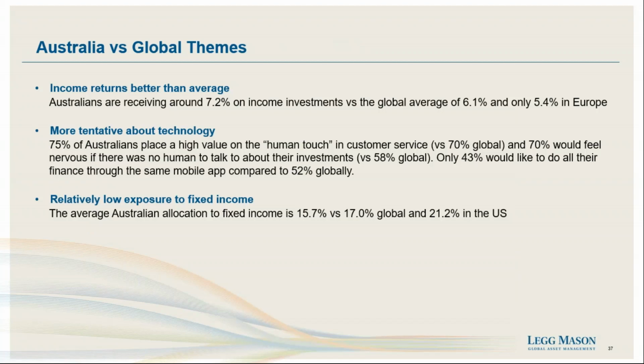Just a few last themes I wanted to pick out before we start taking some questions. Australians generate more income. I've talked about franking credits. I've talked about higher cash rates. And you can see the contrasts on a global basis on average, and if you look at Europe as an example, how much lower that is.